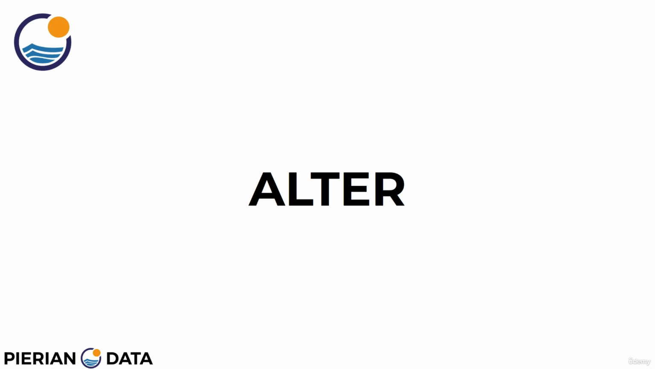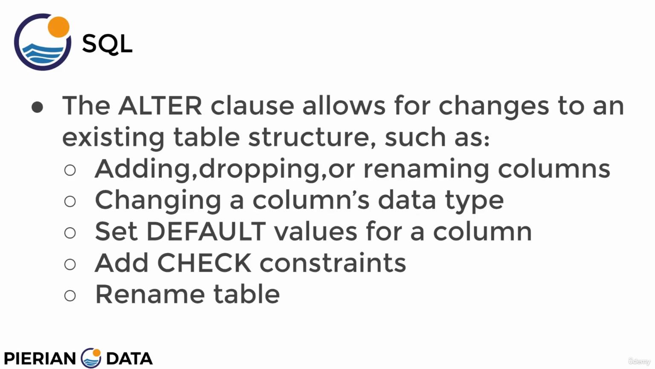Welcome back everyone to this lecture on the alter clause. The alter clause allows for changes to an existing table structure. It has lots of use cases such as adding, dropping, or renaming columns, changing a column's data type, setting default values for a column, adding check constraints, and even renaming a table. Let's look at just a few examples for the general syntax for these cases.